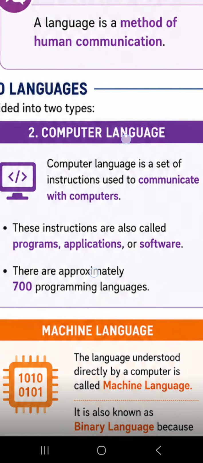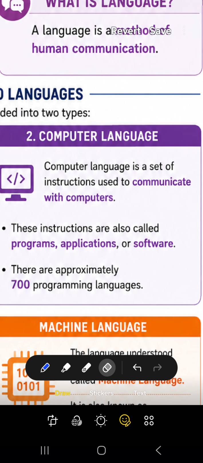And then coming to computer language, it is nothing but a set of instructions used to communicate with the computer. Suppose you want to communicate with the computer, or a computer should communicate with another computer, that means either from system to system or human to system, then we require computer language. There we give a certain set of instructions. Okay, that is nothing but your computer language.